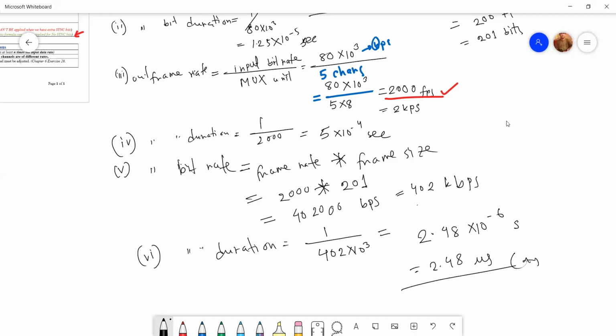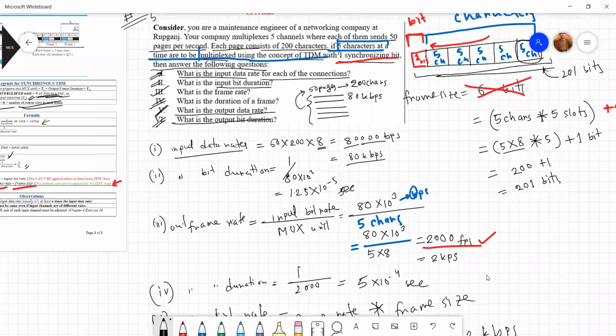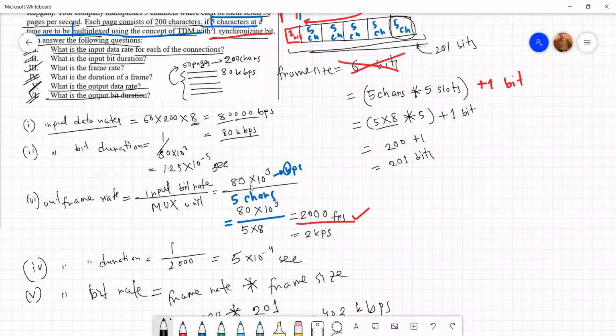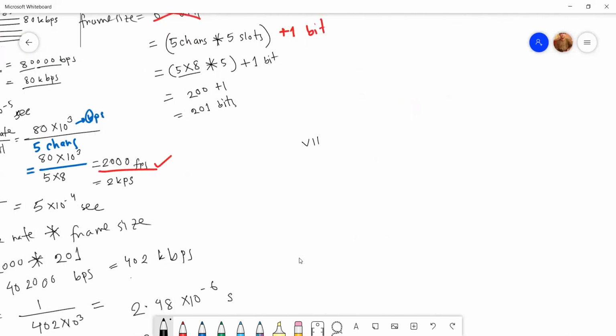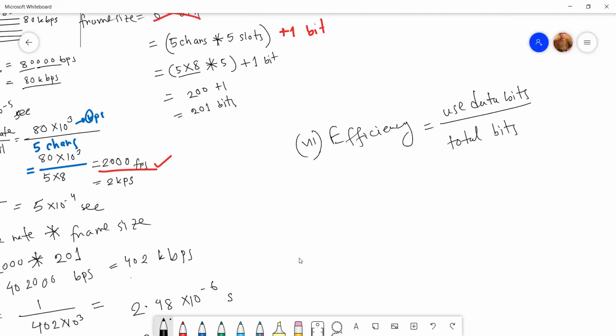Now, if they ask you as an extra part for question number 7, they're going to ask you, what is your efficiency? So what is efficiency? Efficiency is basically the ratio of the useful data bits divided by the total bits. So how many bits you have passed, how many bits you should pass.